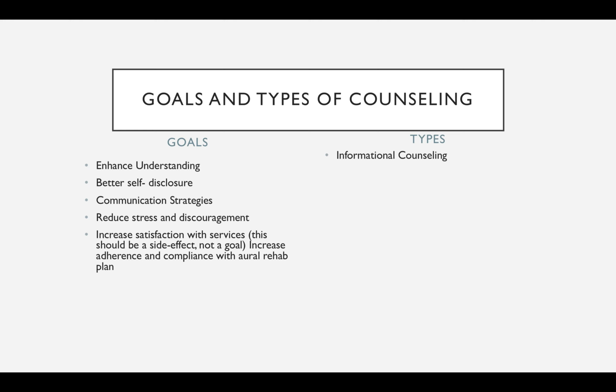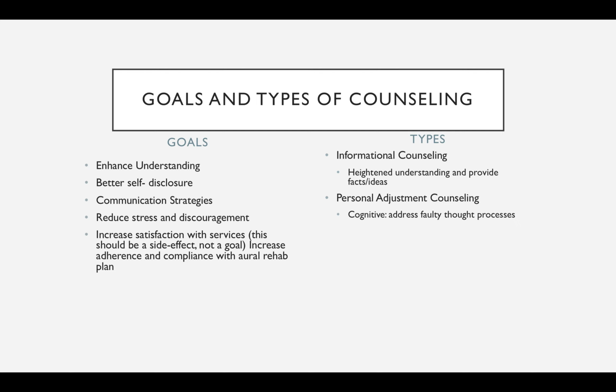So for types of counseling, there's informational counseling, so that's heightened understanding and providing facts and ideas, just explaining processes, exactly what is going on from a physiological standpoint. Personal adjustment counseling, so from a cognitive point, you address the faulty thought process of the hearing loss that some people might have. Behavioral, you need to unlearn maladaptive behaviors that could be impacting a person, and then affective, so fostering feelings and emotions.